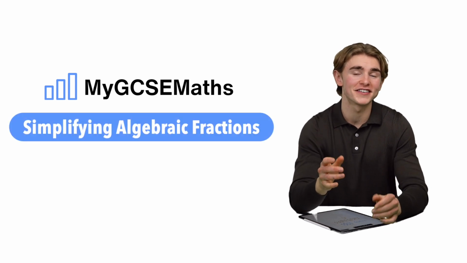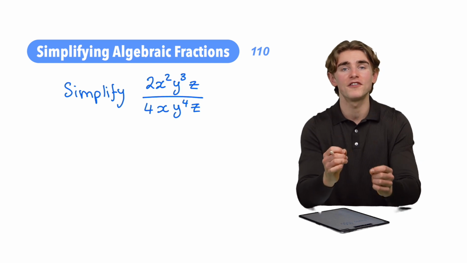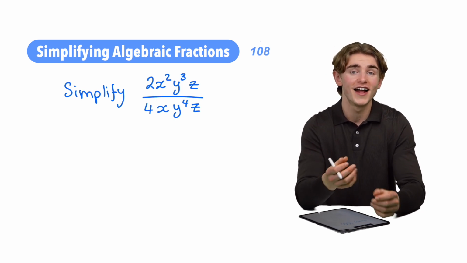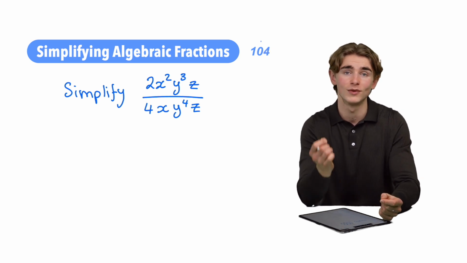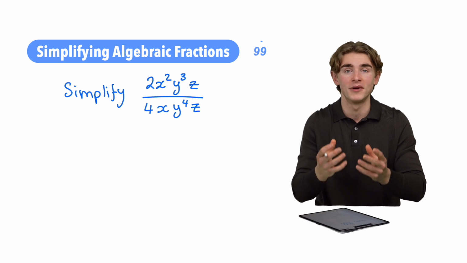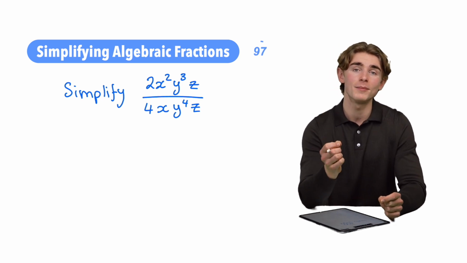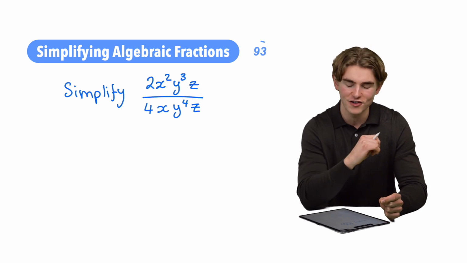Simplifying algebraic fractions in 111 seconds, let's go. When it comes to simplifying our algebraic fractions, guys, the logic is actually going to be exactly the same as for simplifying regular fractions. We're simply going to divide our numerator and our denominator by any common factors. The only difference here is that we're going to have common factors which are letters as well as numbers. Let's have a look and see what I mean.